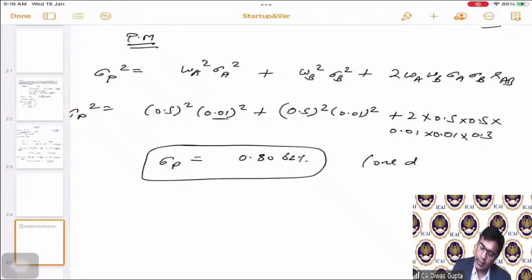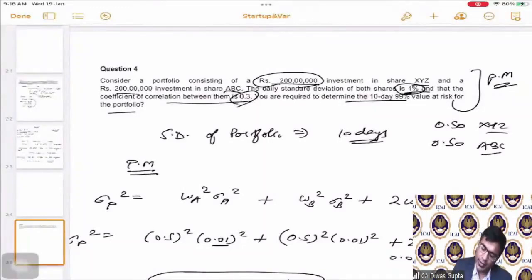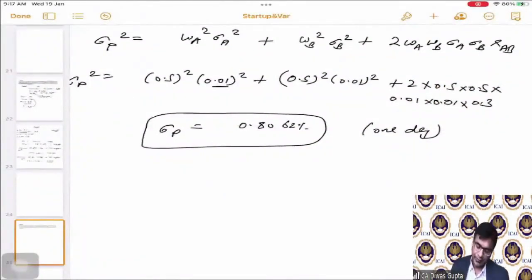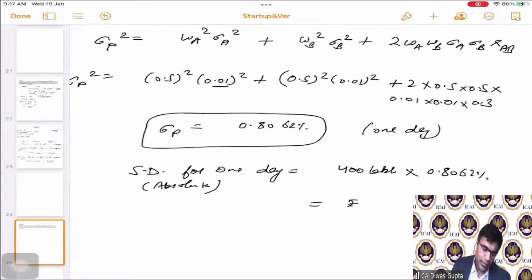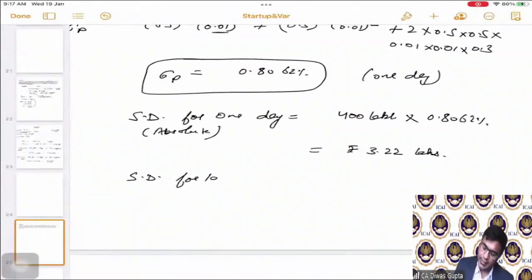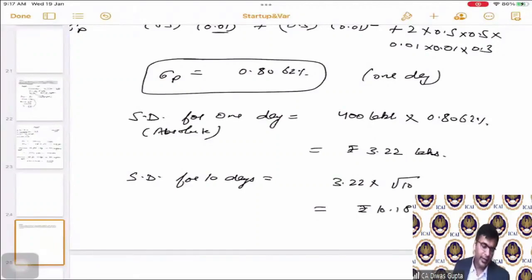Now, please note that this is all for 1 day, because in the question, this 1% is given as the daily standard deviation, for 1 day. Simple. So this we have calculated, SD for 1 day. What is the total portfolio size? We have to calculate in absolute, as I told you that in the VaR formula, we always put the SD in absolute. So this will be 400 lakhs multiplied by 0.8062 percent, which comes as 3.22 lakhs. Similarly, SD for 10 days, 3.22 multiplied by under root of 10. Simple, correct? Which is under root T, that we have already studied in the formula. Rupees 10.18 lakhs is the standard deviation for 10 days.